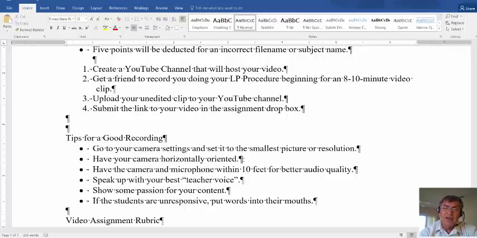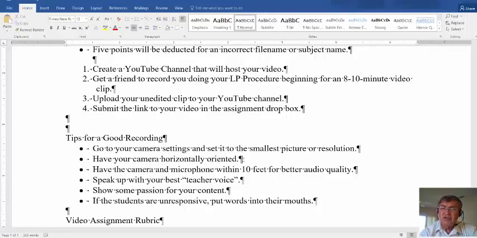Okay, have the camera and microphone within 10 feet for better audio quality. Don't have your friend 20 feet away at the back of the classroom, or even 30 feet away. 10 feet away. I want it nice and close. And you might even be able to do that on your own, just sort of set it up and get into that area. But it's best to have a friend, and I know you all have friends.